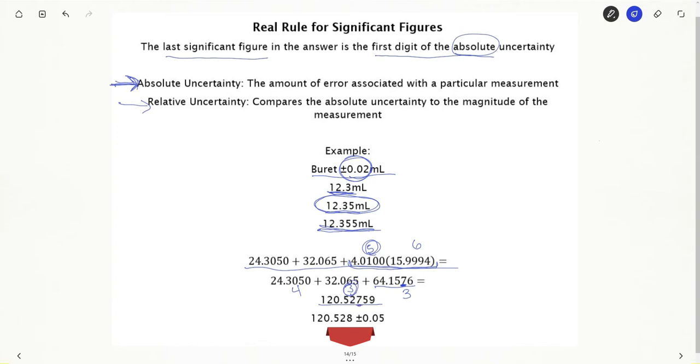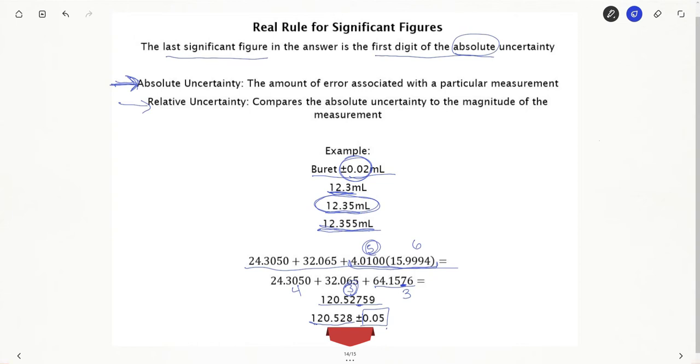So again, if I'm just using my rules of sig figs, I should round to 120.528. Now, I'm going to throw a little bit of a curveball at you. What if I come to you and I say, hey, I know you got that number because you did all the math right, but your absolute uncertainty for this number is 0.05. So should you change your sig figs or should you keep your sig figs the same?